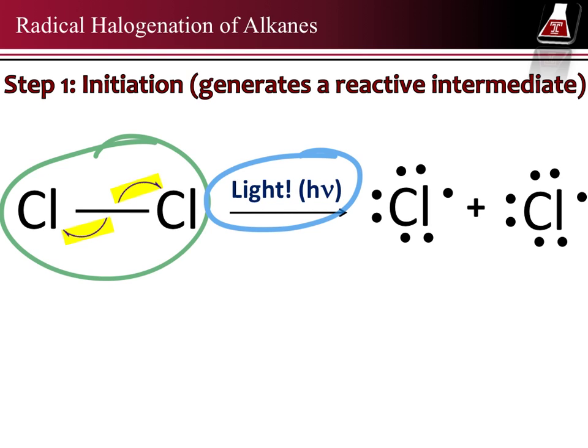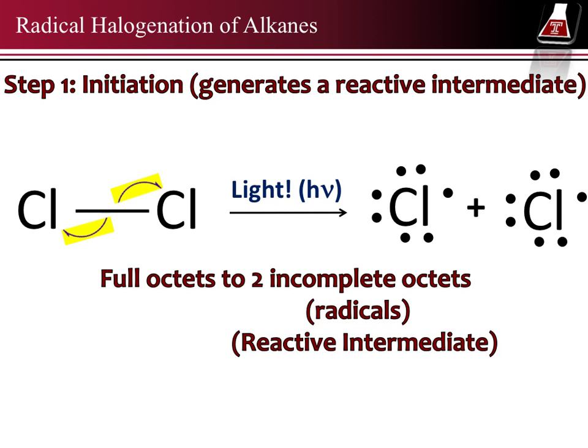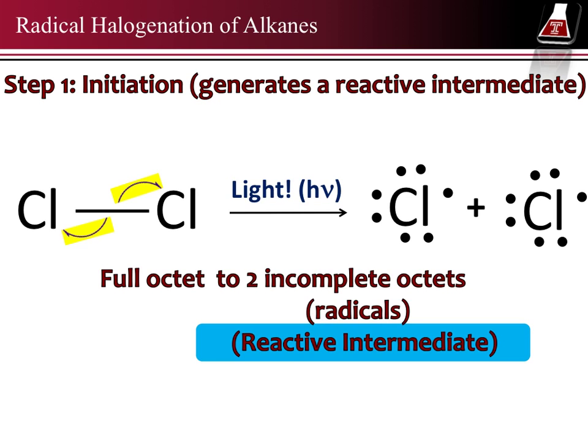These are reactive species, reactive intermediates. The way you get this reaction started is you take something that's neutral, like molecular chlorine, and you break it into two reactive intermediates or radicals. So we're generating a high energy species to get this process started or initiated. We're going to come back to why reactive intermediate is important, especially the word intermediate.